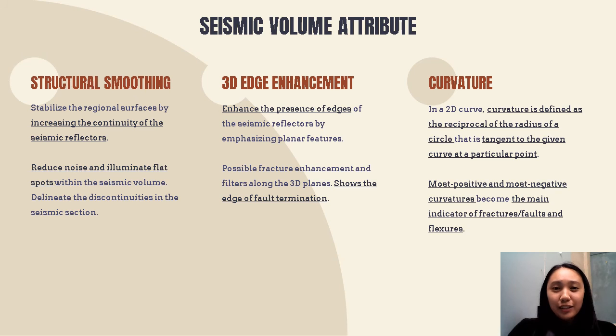Some of the seismic attributes used, and which will be discussed in this project, are structural smoothing, 3D edge enhancement, and curvature. So the structural smoothing attribute reduces the noise and delineates the discontinuities in the seismic, whereas 3D edge enhances the edge of the reflector's termination, which indicates the fault plane or line. And lastly, the curvature uses both most positive and most negative curvature as the main indicator of faults and fractures.